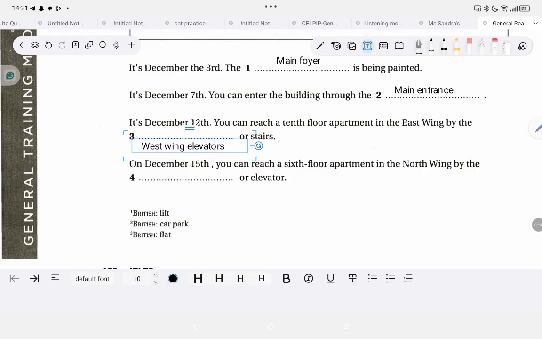All right. So number four, on December 15th, you can reach a sixth floor apartment in the north wing by the dash elevator. So keywords. Now, I forgot to say this: when you're answering questions, simply look at the keywords in that question. It is those keywords you will scan for when you're answering each question. So you scan the passage for those keywords. Now, here the keywords are December 15th, sixth floor apartment, and north wing. We've been told elevator, so we don't want to write elevator again.